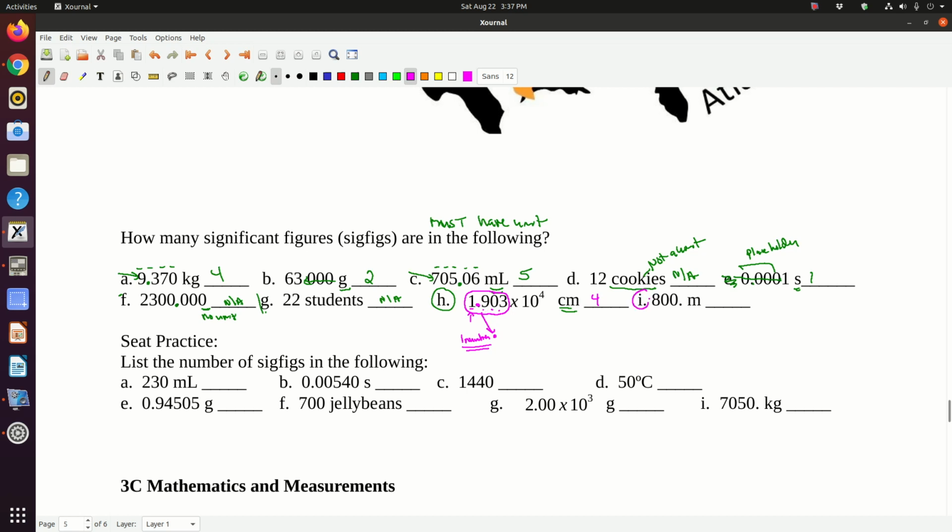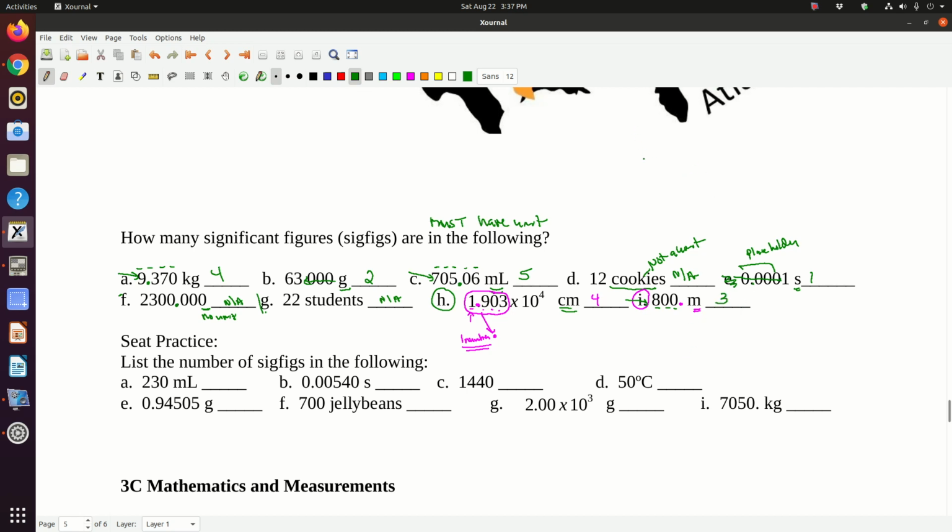All right, this is the letter I. This one has a unit, meters. Notice it does have a decimal, so I come in from the Pacific and I count 1, 2, 3. That has 3 sig figs.